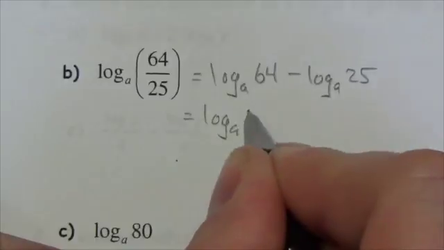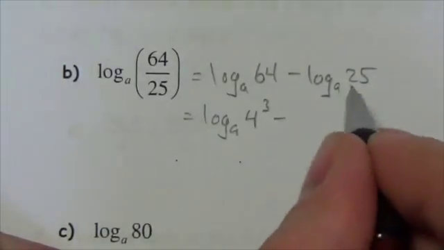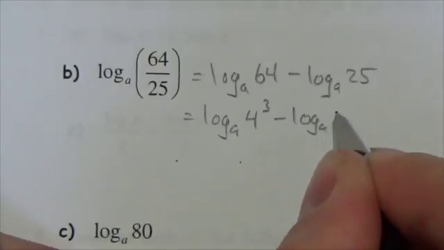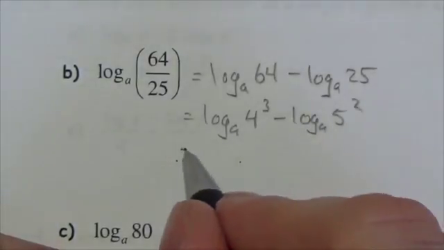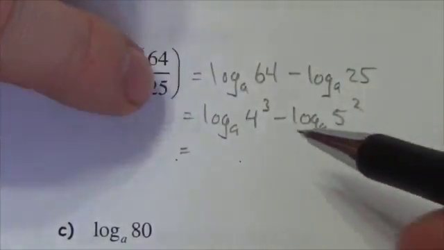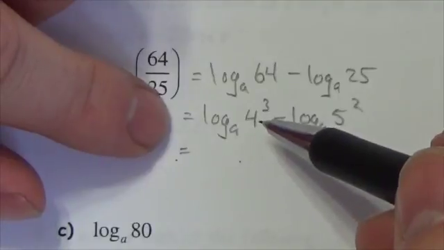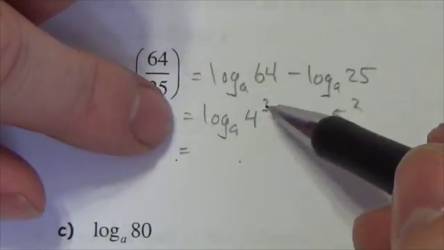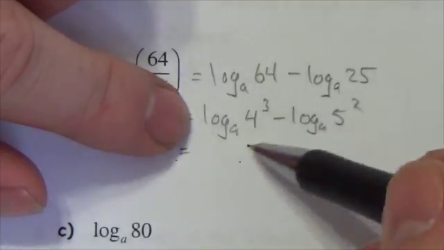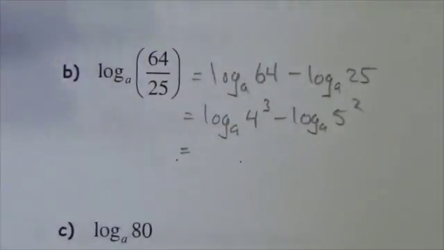64 is 4 cubed. Okay, so 64 is a power of 4. 25 is 5 squared. It's a power of 5. Okay, now, remember what we've done before, and I tried to establish this a couple of times here. Although log base a of 4 is x, this does not become x cubed, because it's not the log base a of 4 being cubed here. It's just the 4 being cubed, just a part of that expression.